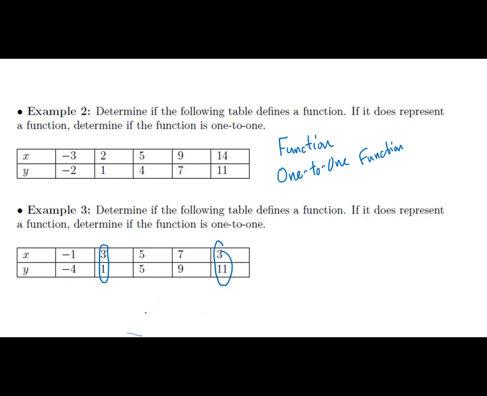Another way to illustrate this would be to say we've got this supposed function, this machine that's supposed to be doing certain things with inputs. We're sending 3 into it, but the machine's confused. The machine doesn't know whether to turn it into a 1 or turn it into an 11, and that's a big problem. Because the machine can't figure out what to do with it, we can't call it a function. So this is not a function.